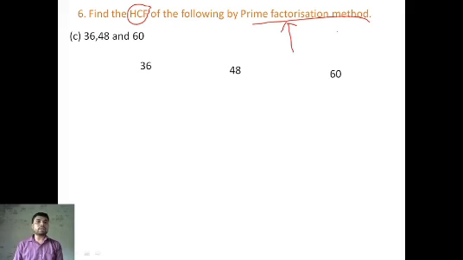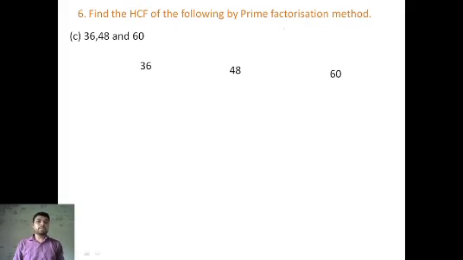Suppose the question asks for the prime factorization method, but you are finding it by the listing method. Then it will be wrong. So you have to learn the difference between the methods, which method how we will do.